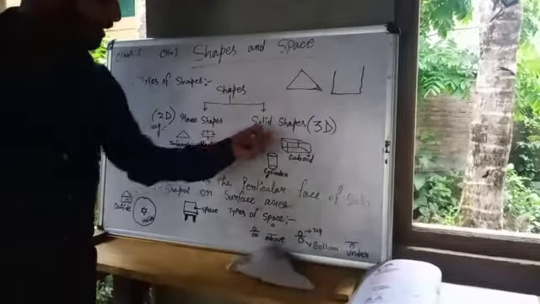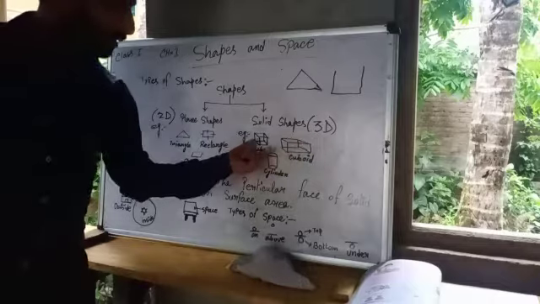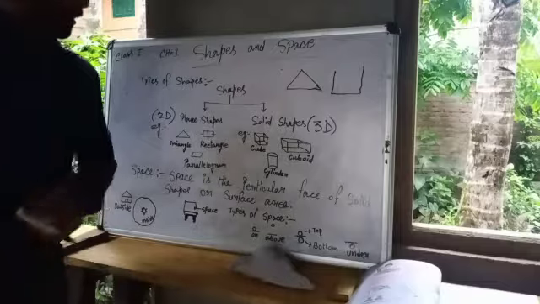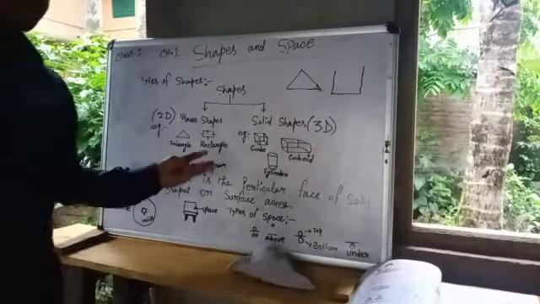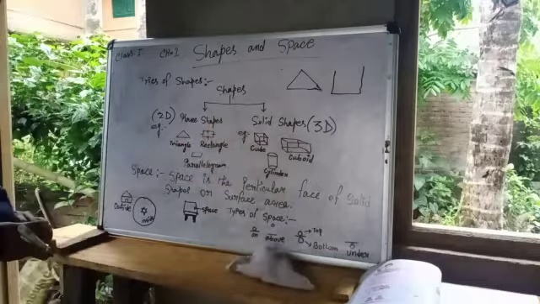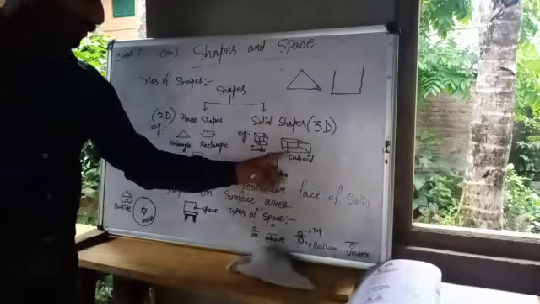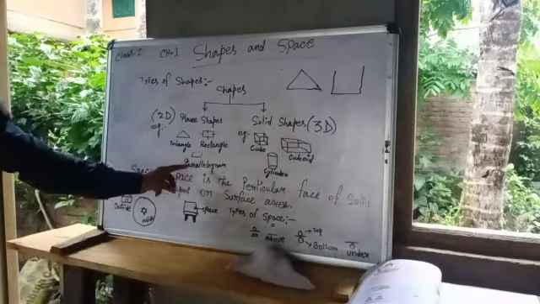Solid shapes, as I already told you, are three-dimensional figures. That means they have many edges and faces, etc. That is called a cylinder, that is a cube, that is a cuboid, and these are a triangle, a rectangle, and a parallelogram.